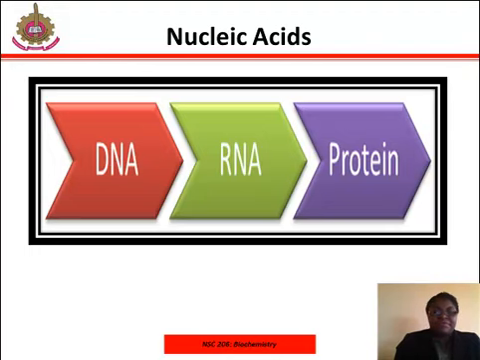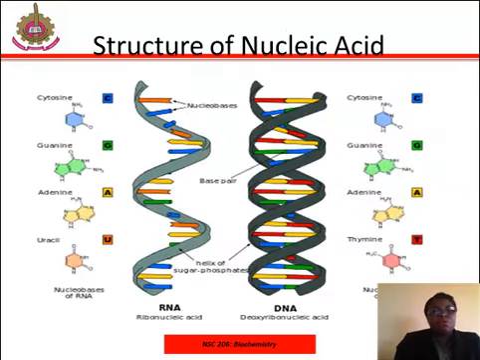In 1935, Watson and Crick proposed a double helix structure of DNA. Also, Crick suggested a term known as the central dogma of molecular genetics, which states that genetic information flows from DNA to RNA and from RNA to protein.